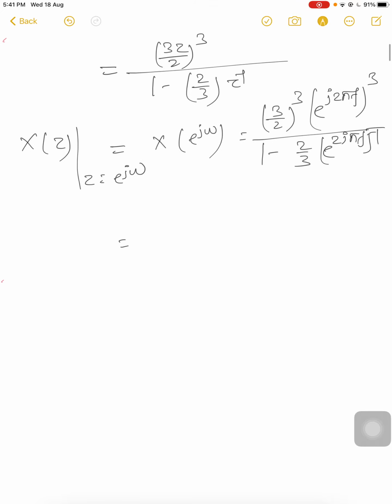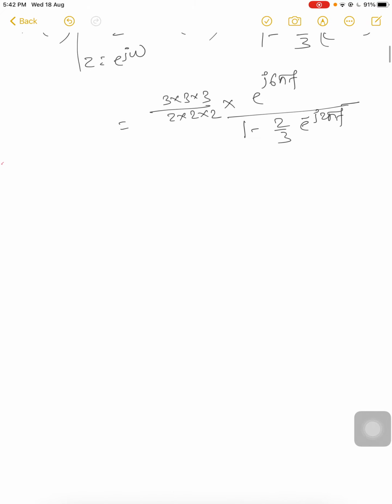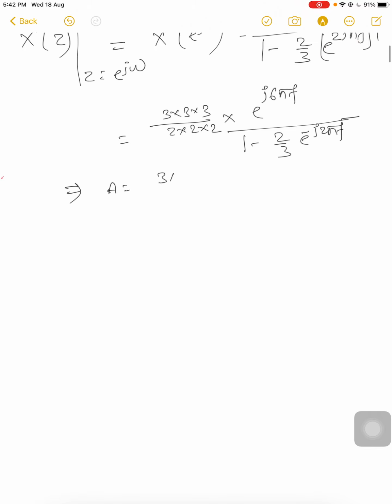Okay, and compare it with the given solution. Here 3 into 3 into 3 upon 2 into 2 into 2, and the powers multiply, so e^(j6πf) upon 1 minus (2/3) e^(-j2πf). Comparing, you will get a equals 3 into 3 into 3 upon 2 into 2 into 2, which equals 27 by 8, which is 3.375. That will be the answer.